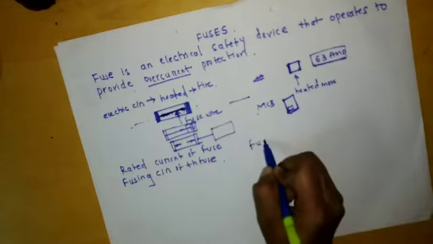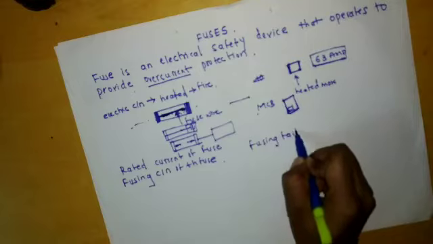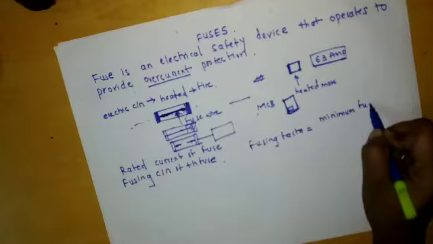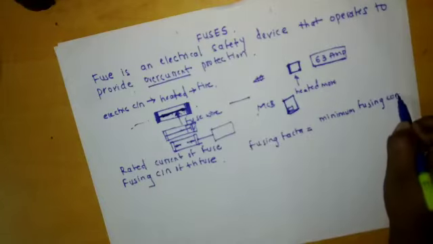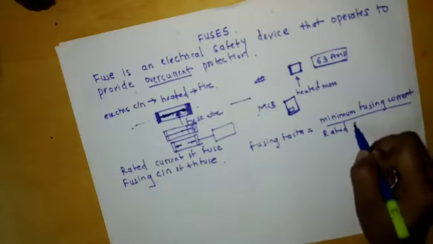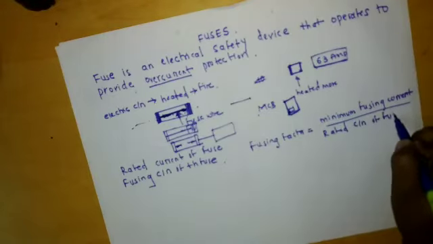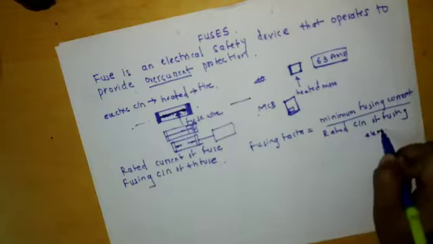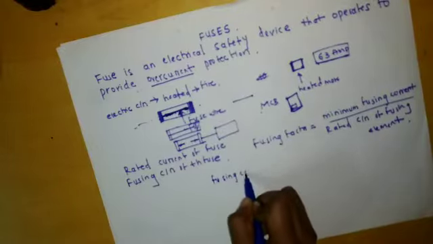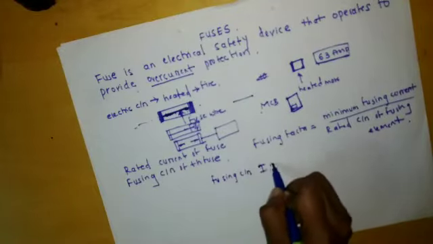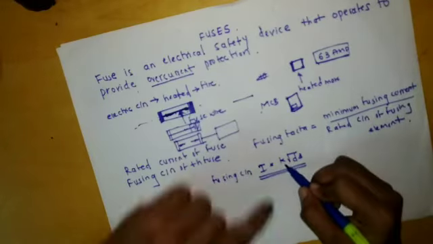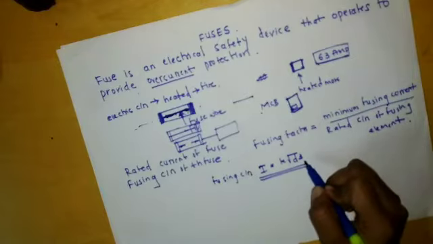So fusing factor is minimum fusing current upon rated current of the fusing element. So the fusing current I is given by this formula, where K is a constant and D is the diameter of the fuse wire.